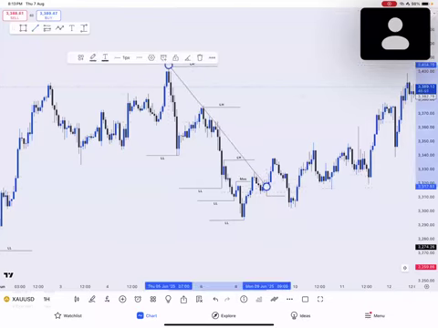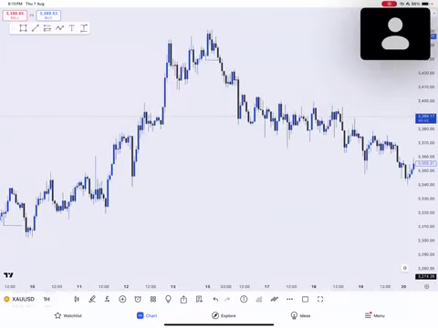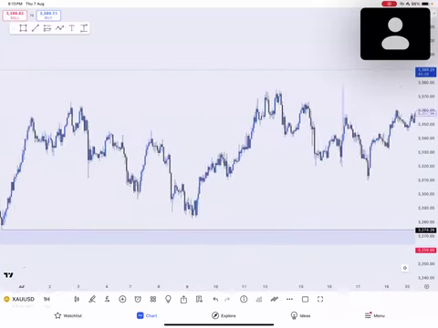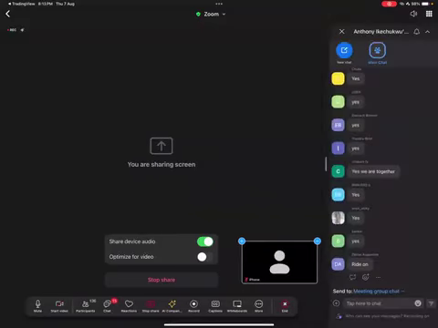So that is the concept of what a market structure shift is. Basically, the indication that the current trend that price is on is ending and the new one is about to begin in the opposite direction. Hope you guys are following me. Are you guys following me?